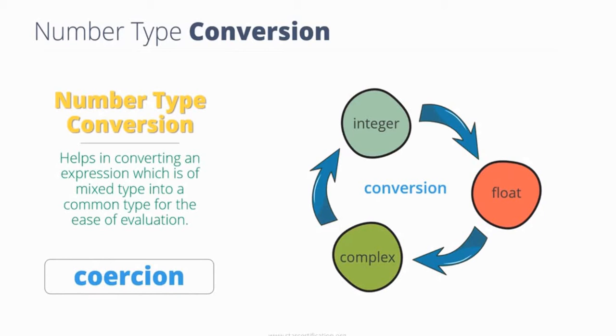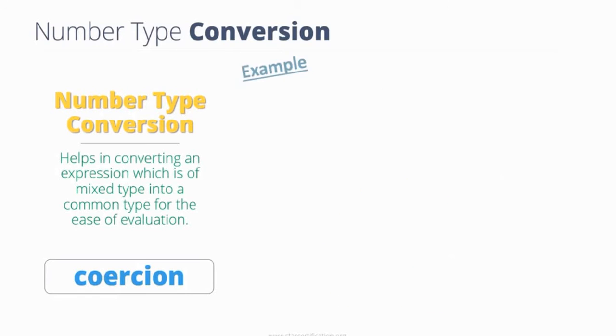Sometimes the conversion is automatic. For example, addition and subtraction operations convert integer to float automatically if one of the operands is float. Let us understand this with an example. Here in this example, 2, an integer, is converted into 2.0, a float, for addition, and the result is also a floating point number, that is 7.0.